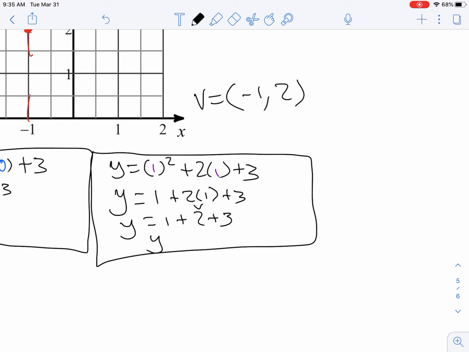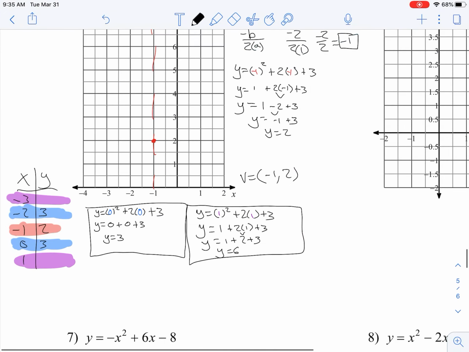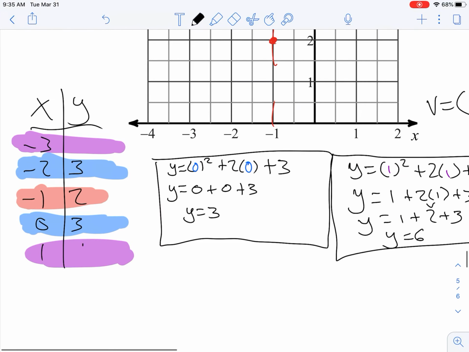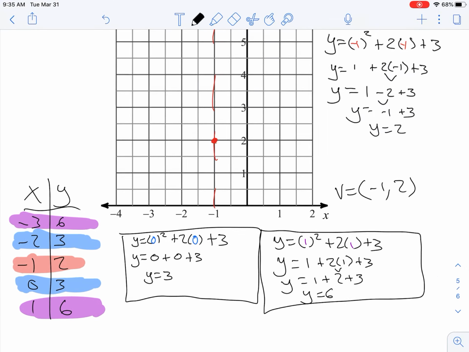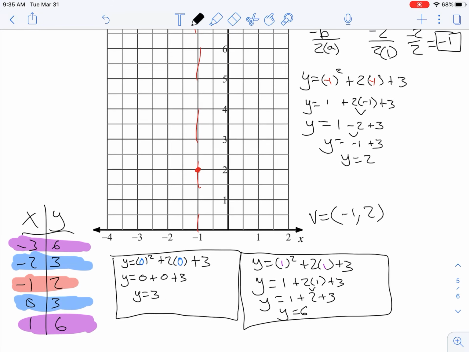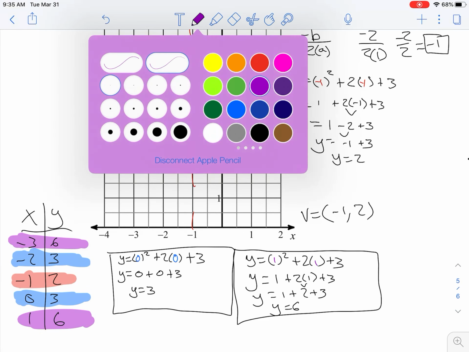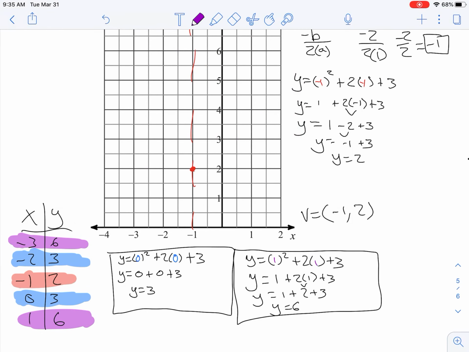And 1 plus 2 plus 3 is 6. So when I plugged in a 1, I got out a 6. I can also use that up here. So as I plot these points, -3, 6 in purple is up here, and 1, 6 is right here.